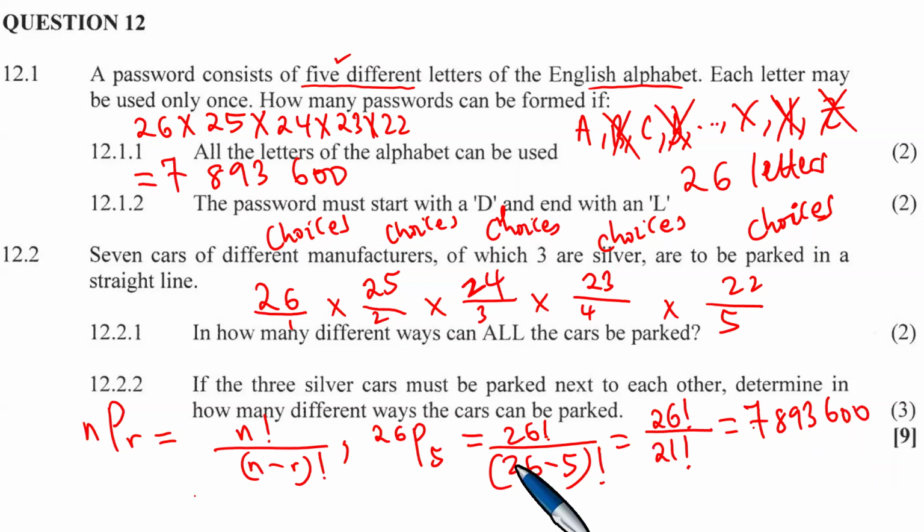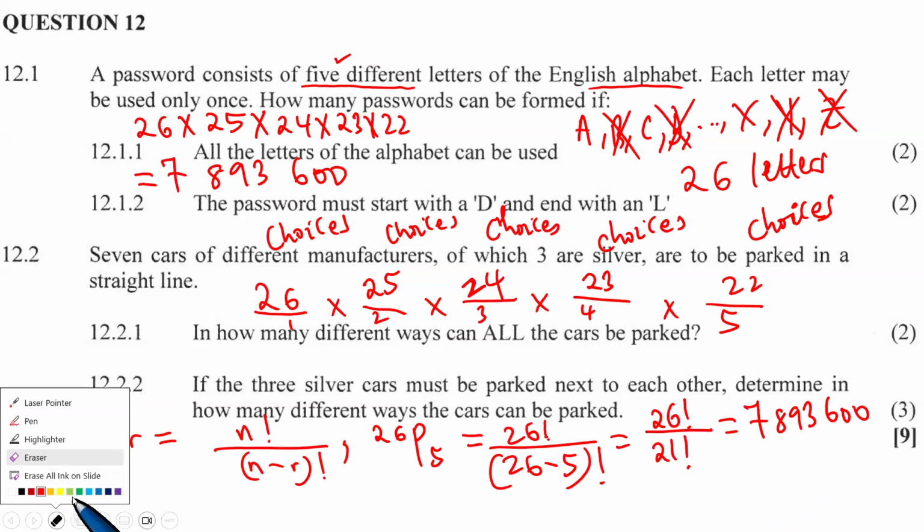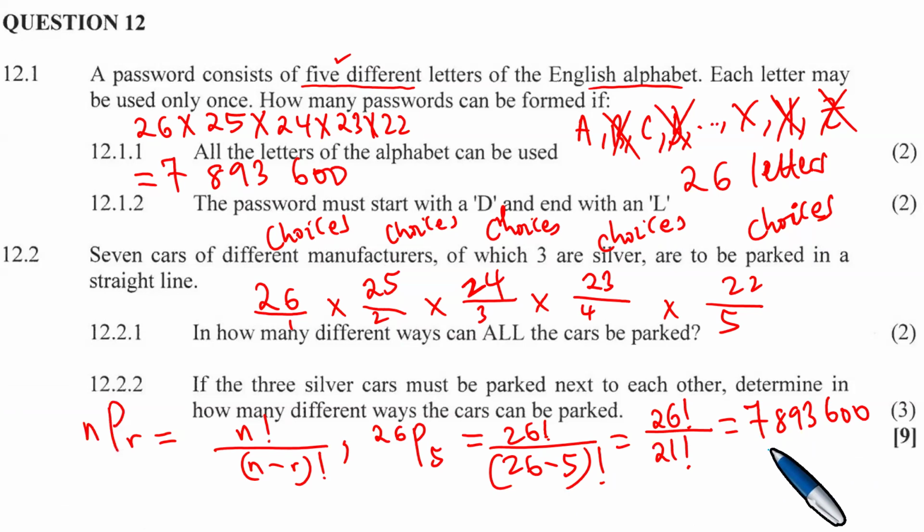7,893,600. So that is the answer. So what is the question here? Where's the question? Now you can say, because this consists of 5 different letters, you can use the method of the factorials, or you can also use the general counting principle by just putting these blanks and looking at the choices you have.